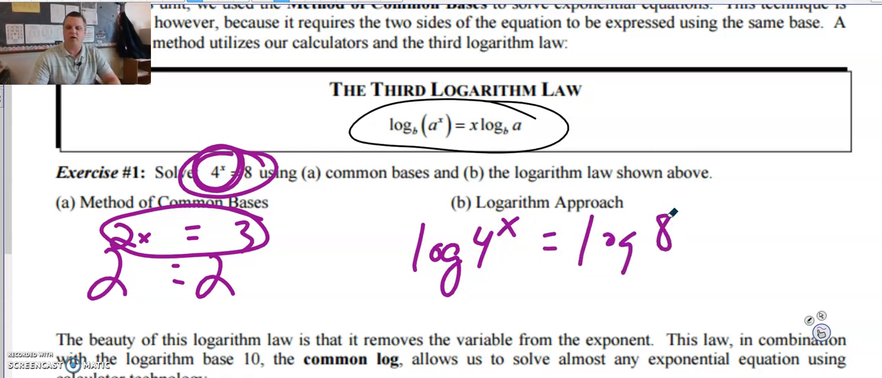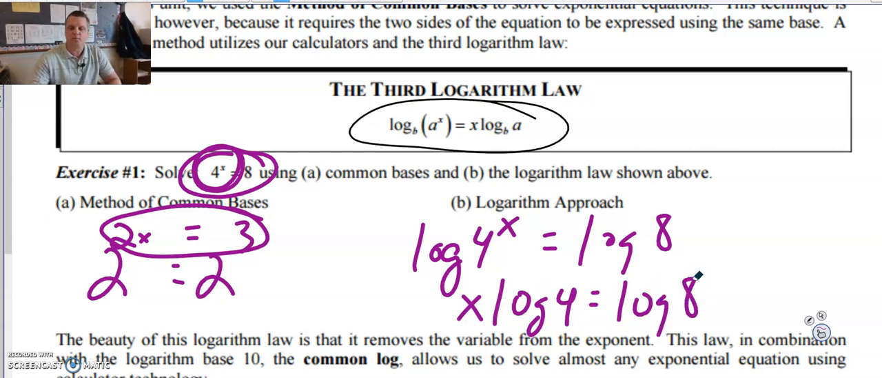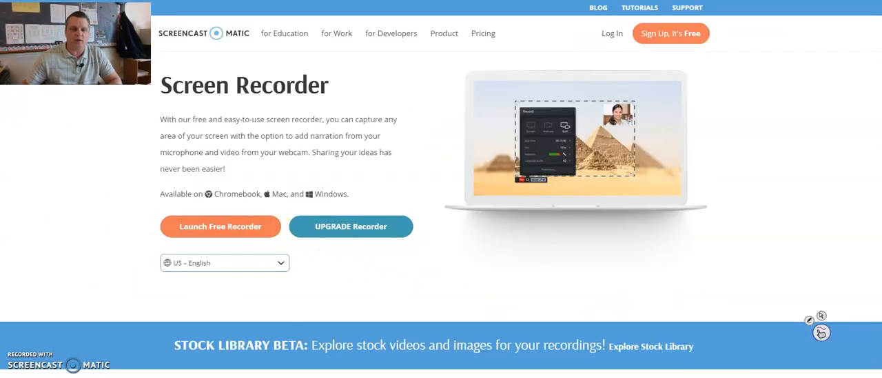So you have log base 10. You can use base 10. We're going to get into some other logs that we can use. Log of 4 to the x equals log of 8. Power rule: x log 4 equals log 8. Okay? And then divide both sides by log 4. And then go to your calculator and put log 8 over log 4.